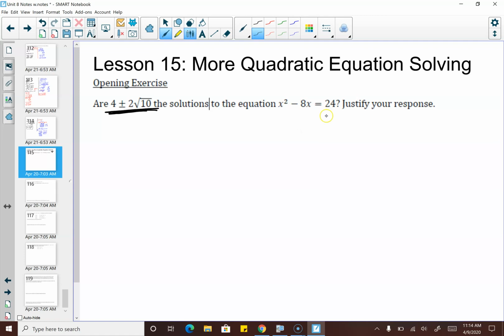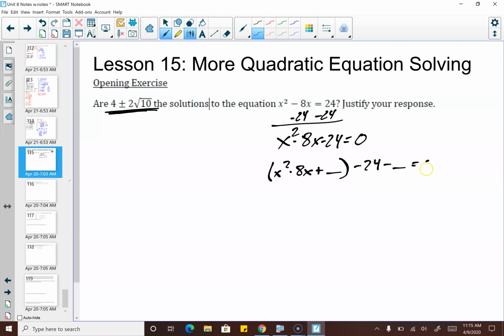No matter what I'm doing, I need to set this equal to 0. So minus 24 minus 24, x squared minus 8x minus 24 equals 0. It's up to you which method you want to choose. I feel like we've probably done a lot of quadratic formulas, so maybe I'll complete the square here. So then we get x squared minus 8x plus a line, minus 24 minus a line. So negative 8 divided by 2 is negative 4. Negative 4 squared is 16. So plus 16 minus 16.